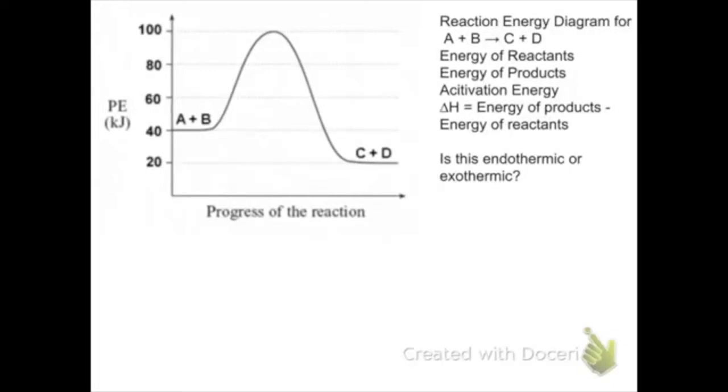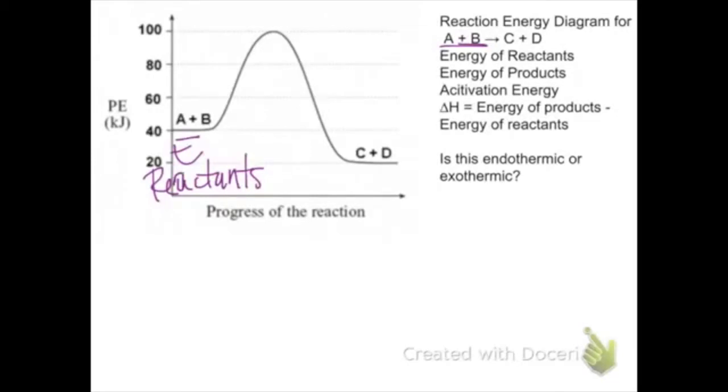I think I know some of this stuff. I have A plus B right here, so this side is the reactants of my equation. So could I assume that over here, this is going to be the energy of my reactants? That makes sense, because we read a graph left to right, so we should start out with reactants.